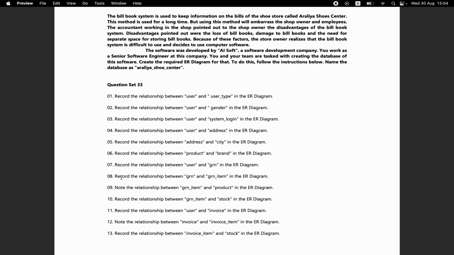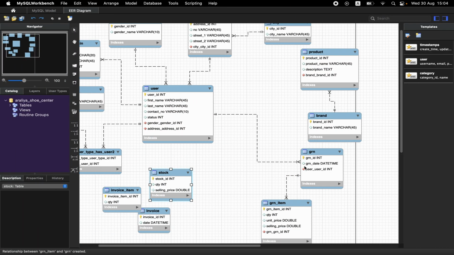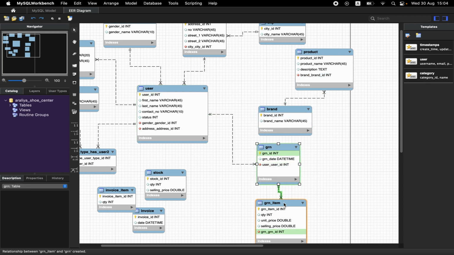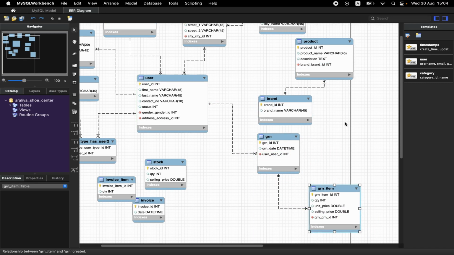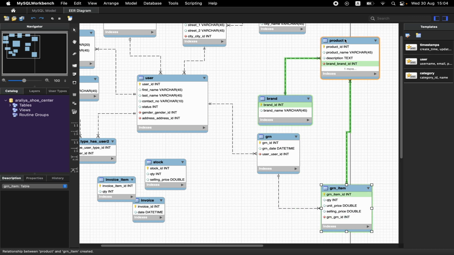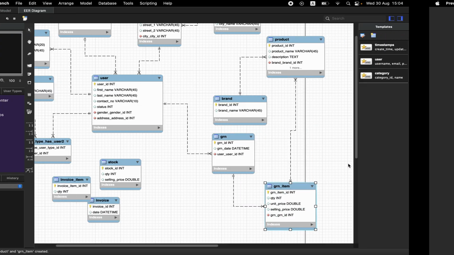The eighth one is record the relationship between GRN item and the product. The relationship between the GRN item and the product is one to many. A GRN item can have many products, but a product can be only in one GRN item. So therefore one to many.